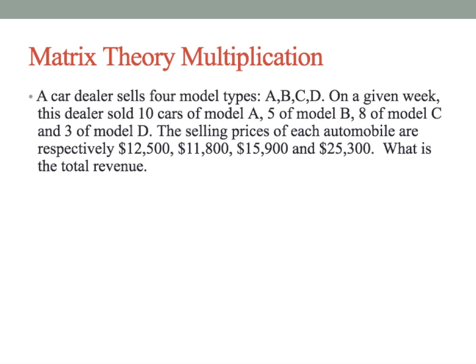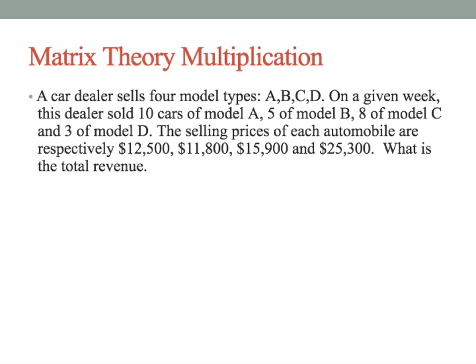Next problem, a car dealer sells 4 model types A, B, C, D. On a given week, the dealer sold 10 cars of Model A, 5 of Model B, 8 of Model C, and 3 of Model D. The selling prices of each automobile are respectively these numbers. So what is the total revenue? Okay.